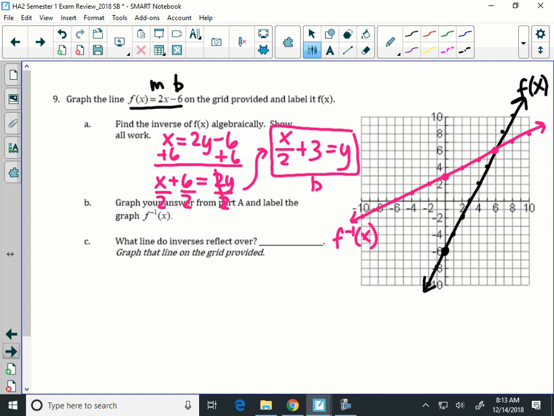The last question here says, what line do inverses always reflect over? This is really important. We talked about this in this functions unit and the logarithms unit. Inverses reflect over the line y equals x, which is the line with a slope of 1 that goes through the origin, that green line right here. You should notice that your two graphs, f and f inverse, reflect over that green line.